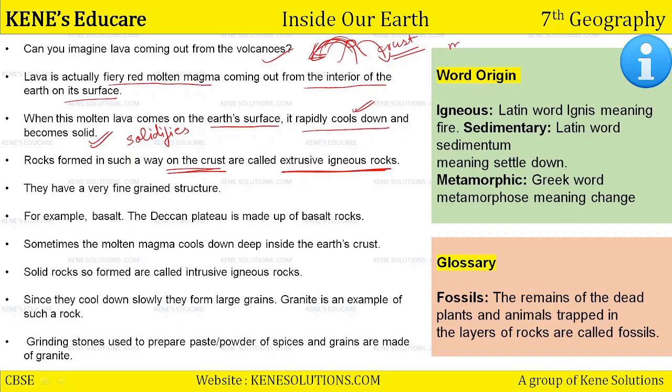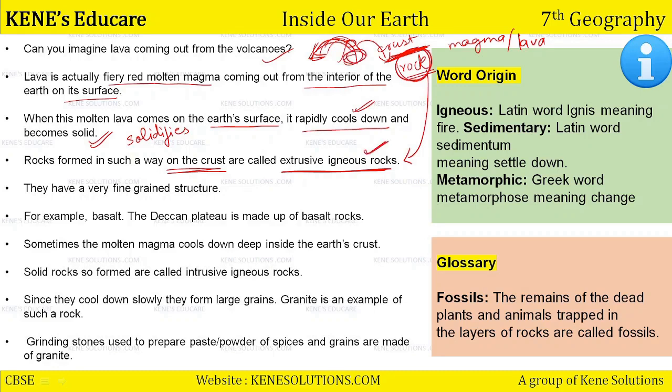Whenever magma, or you can say lava, comes out and cools down on the crust and solidifies to make a rock, then such rocks are known as extrusive igneous rocks. You have read what igneous means: if magma is coming out and forming a rock, then it is igneous rock. If magma comes out and cools down, we call it extrusive igneous rock.